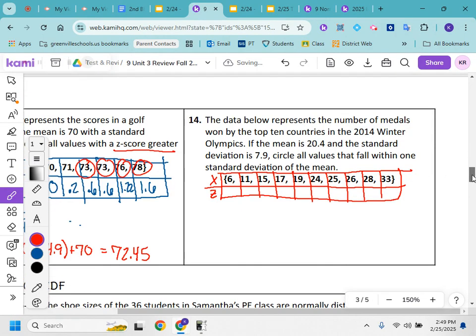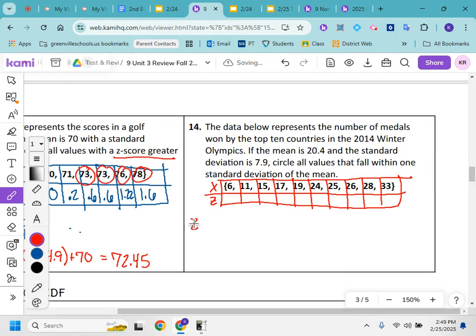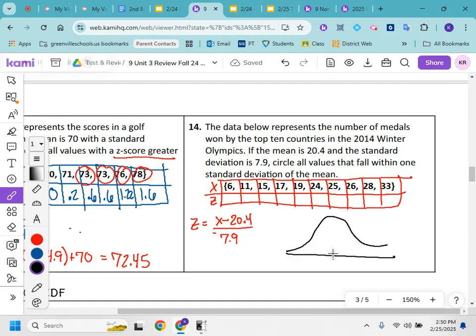This is a long way to do it. I would not suggest doing it this way, but x minus your mean divided by 7.9. And I'm not going to bore us to do that because if you're looking at the normal curve, great normal curve. Your mean goes in the middle, 20.5. 1 standard deviation to the right, 1 standard deviation to the left.